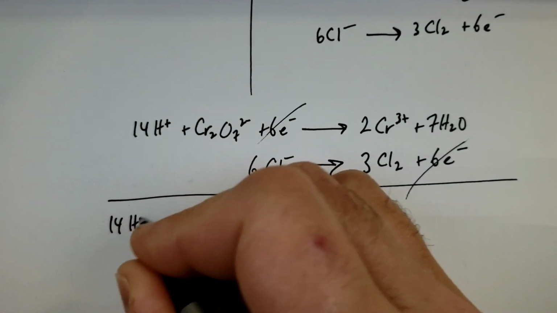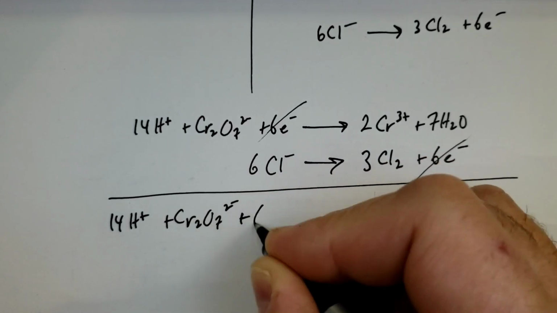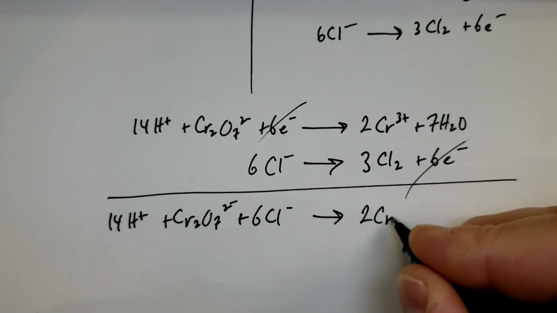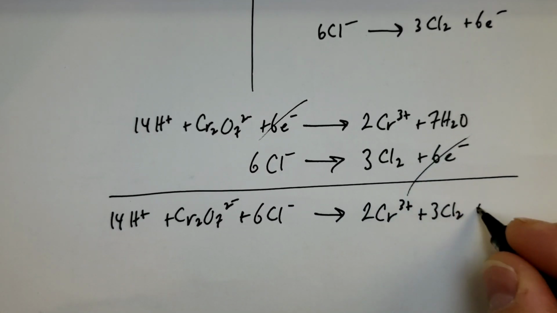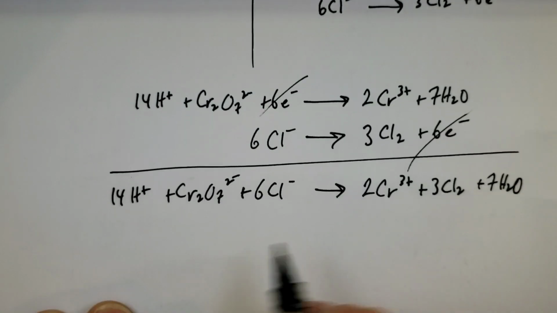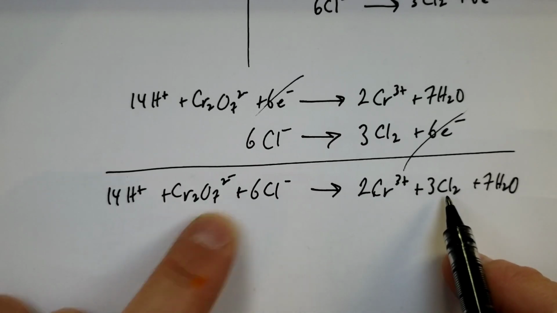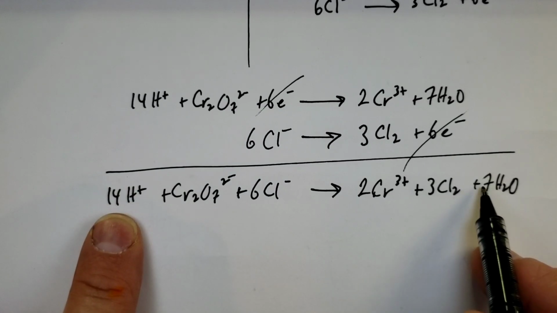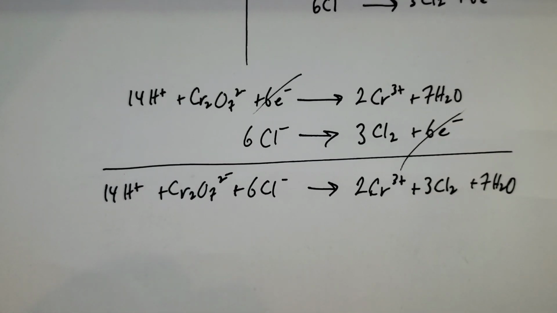Then we have 14 H pluses, Cr2O7 2 negative, plus 6 Cl minuses. And over here we have 2 Cr3 pluses, plus 3 Cl2s, plus 7 H2Os. And what we should find here is that everything works. So 2 Crs, 2 Crs. 6 Cls, 6 Cls. 14 H's, 14 H's. 7 O's, 7 O's. Okay, so the number and types of elements works out.